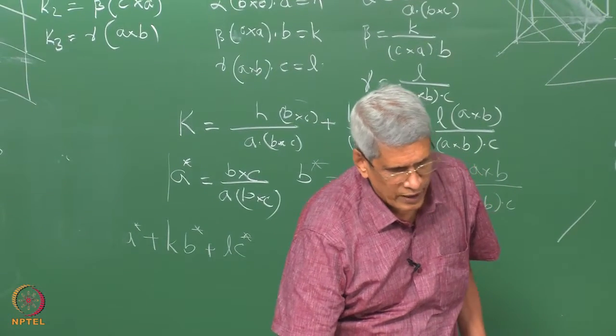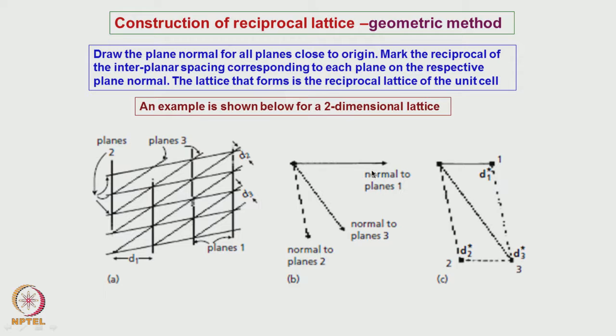That is essentially what is shown here. Draw plane normals; for all the planes you can draw the normals, then find out the reciprocal distance and mark it. This and the mathematical expression which we have derived are essentially one and the same. We are only implementing the mathematical expression geometrically. But the problem with the geometrical way is that for a three-dimensional structure it becomes more complicated because visualization is necessary, whereas with a mathematical operation the reconstruction of a lattice is much simpler.